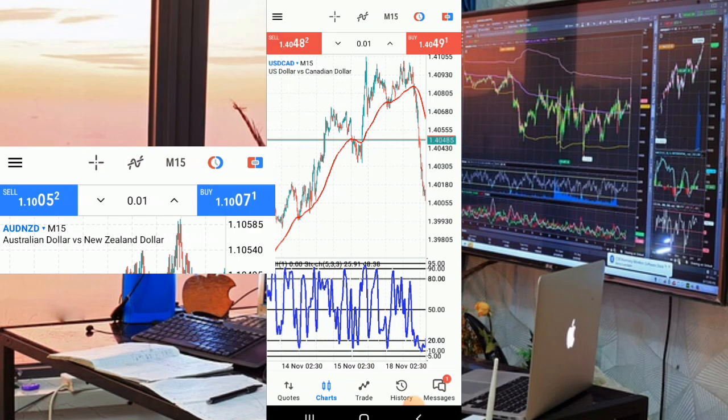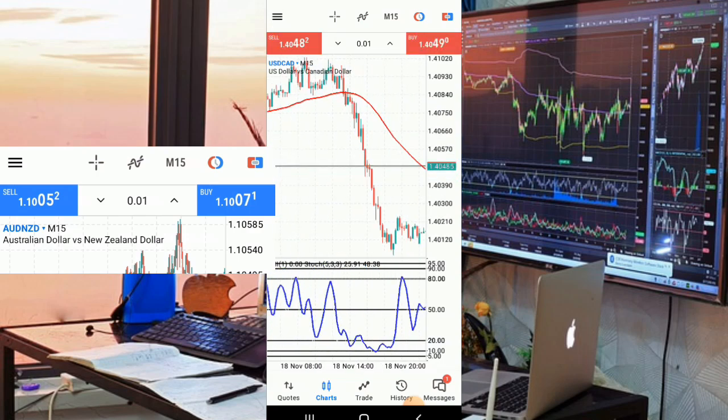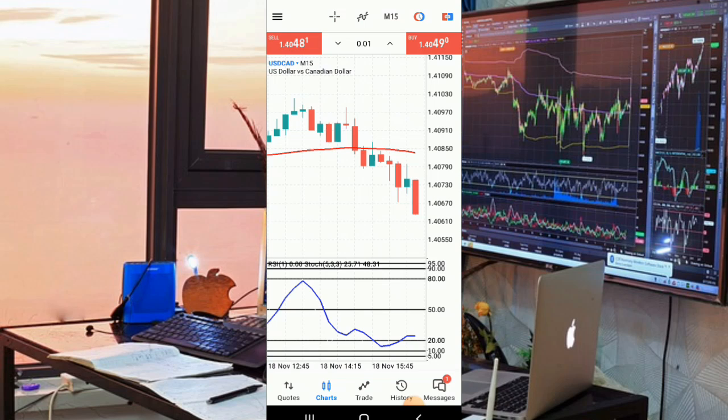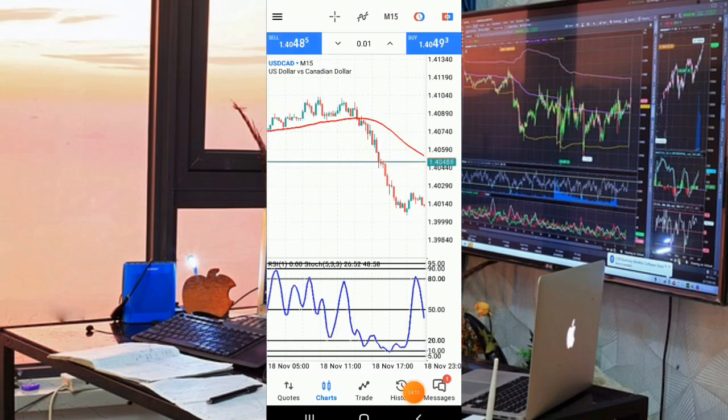For instance, I'm just going to zoom in for the sake of this example that I want to make over here. So guys, you can see over here, price was now changing course, and this is a high point. If that is a high point and then price is now starting to be below the moving average, it means price will be selling.